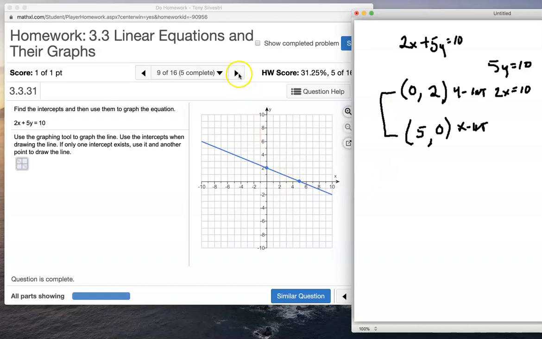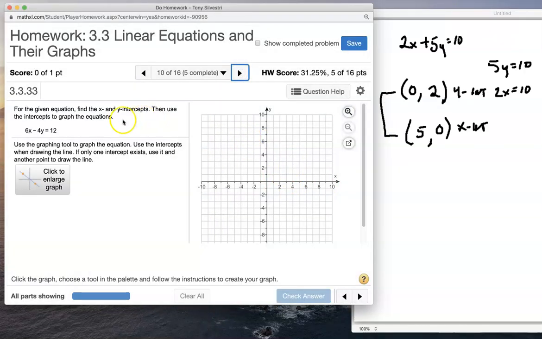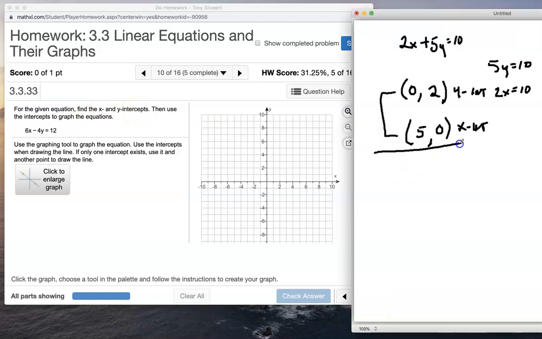Okay, so come over here, and they say for the given equation, I'm going to do this one. Find the x and y intercepts. Oh no, that sounds scary. It's not scary. What you do is you just put the line down, put it on your paper.